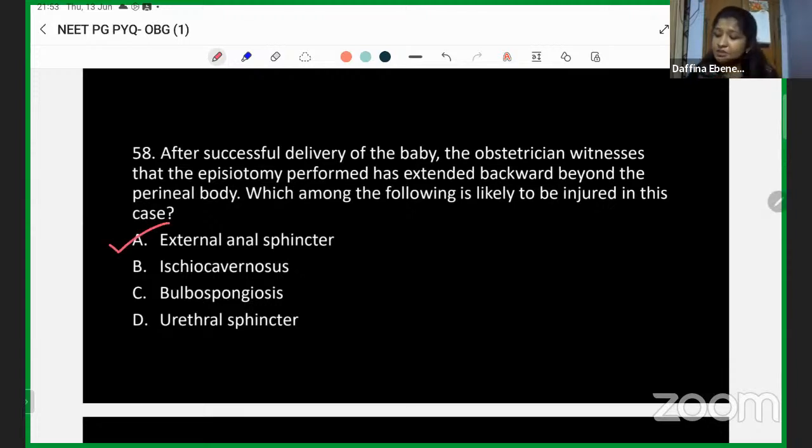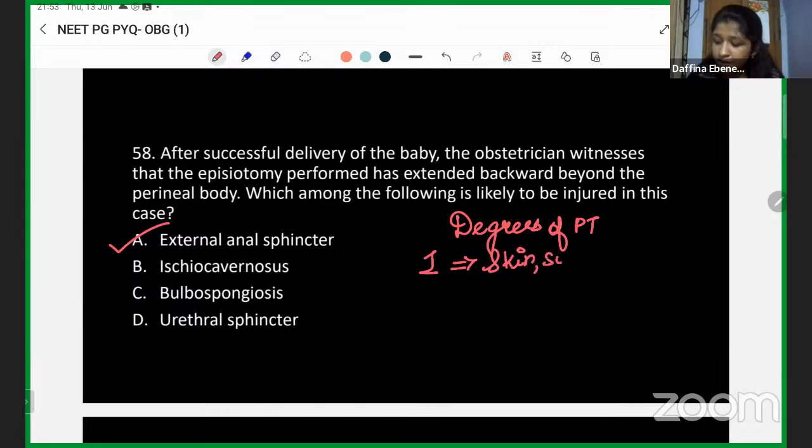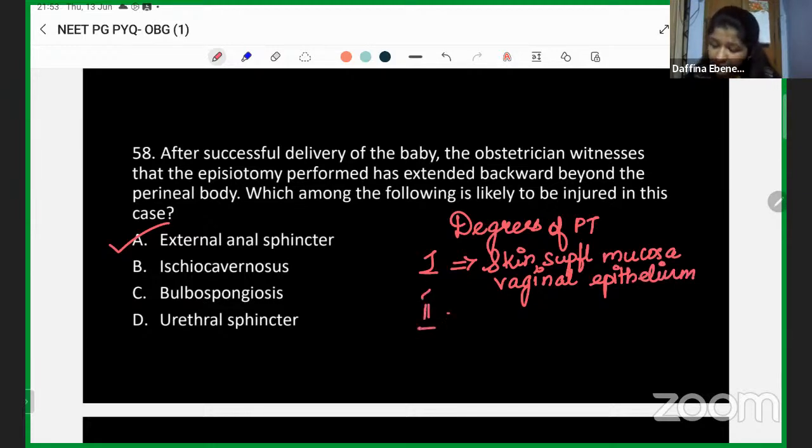What are the different degrees of perineal tear? First degree perineal tear is when it involves the skin and superficial mucosa. It basically involves the vaginal epithelium only, without involving the musculature. That is first degree. Second degree perineal tear, when it involves the musculature of the perineal body also.